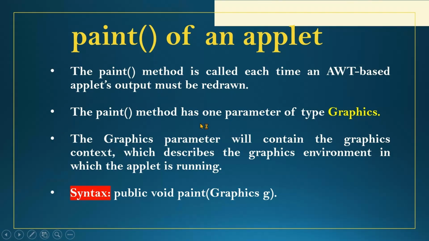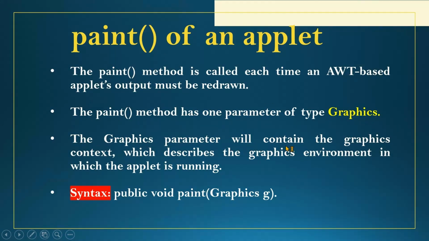Any point of time we want to put some message onto the screen, or any refresh or updation you want to do on screen, then you can go for the paint method. The paint method has one parameter of type Graphics. So there is a Graphics class. The Graphics class holds a few methods that we can use in order to display some string on the screen.